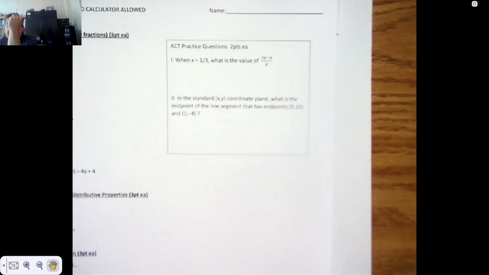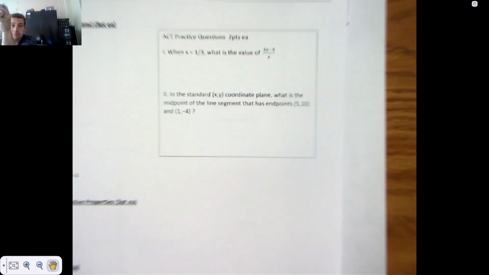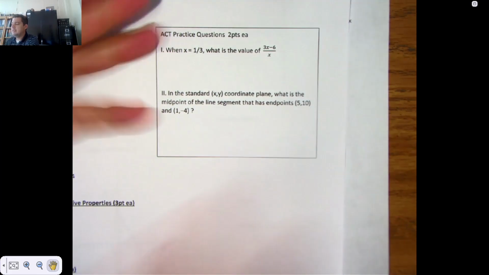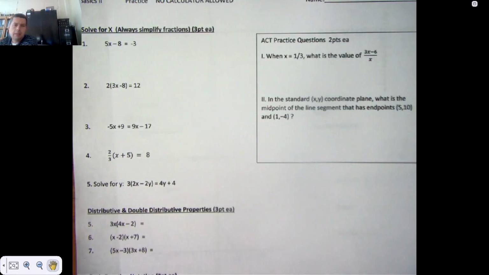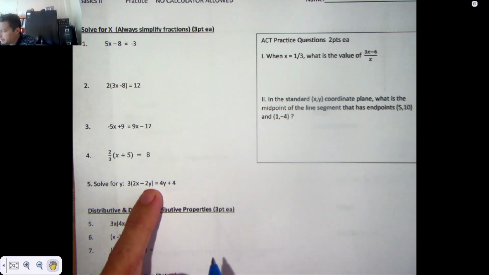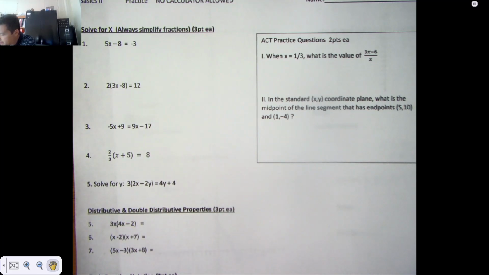This is Basics 2 practice. It's got some ACT stuff on it too, because that's important. It's got one new style question on it. The rest of it's the same as the last one. It's kind of a slow building process.